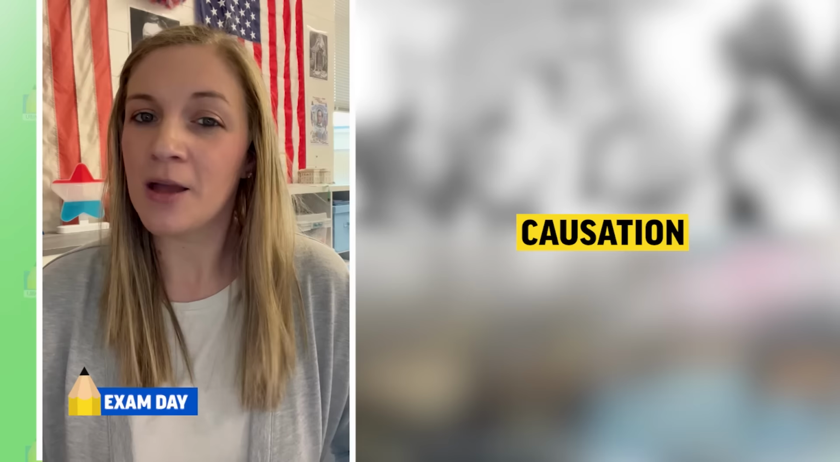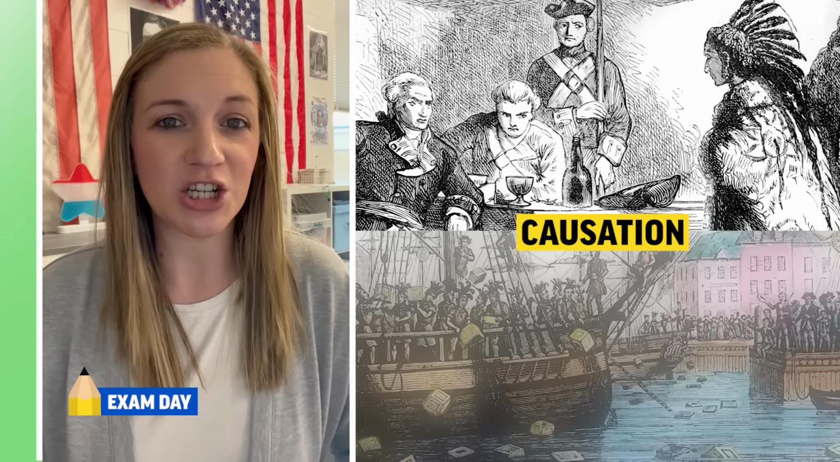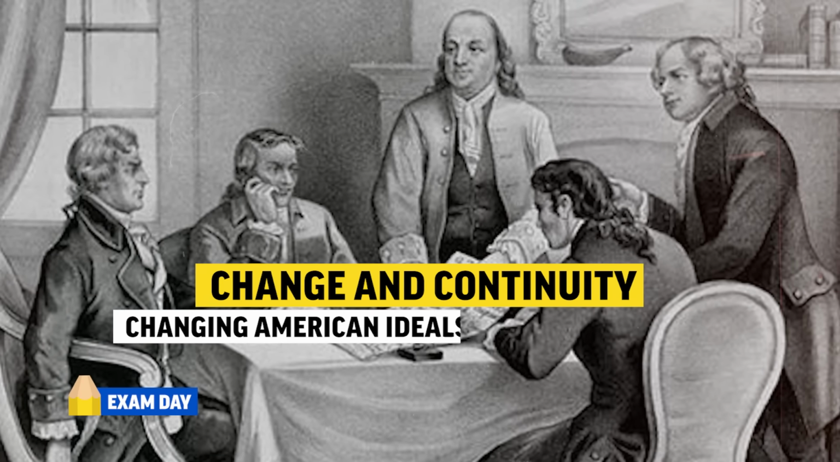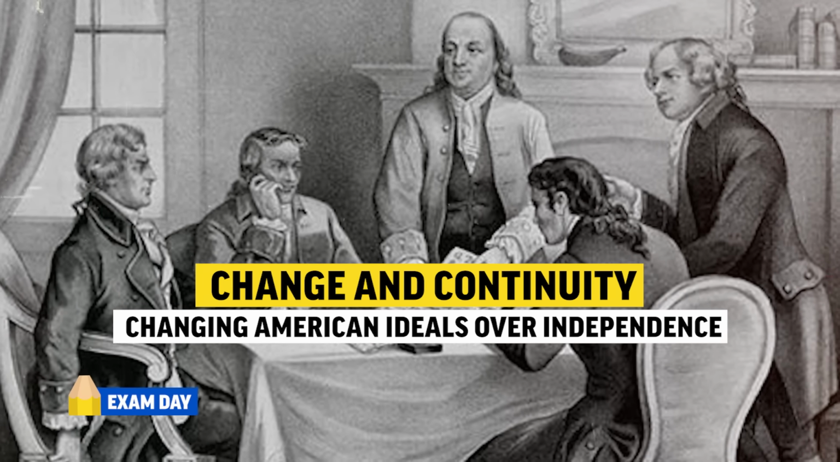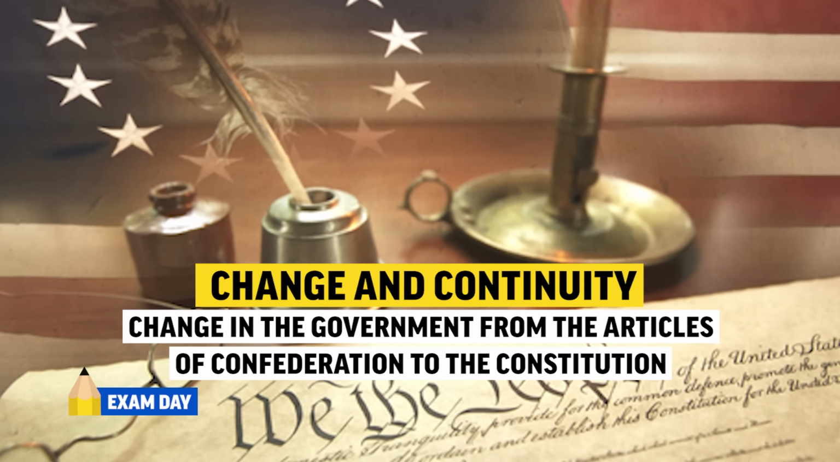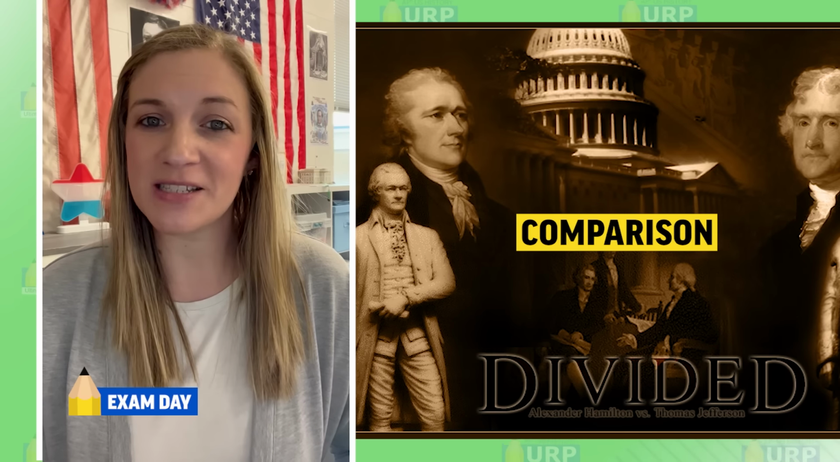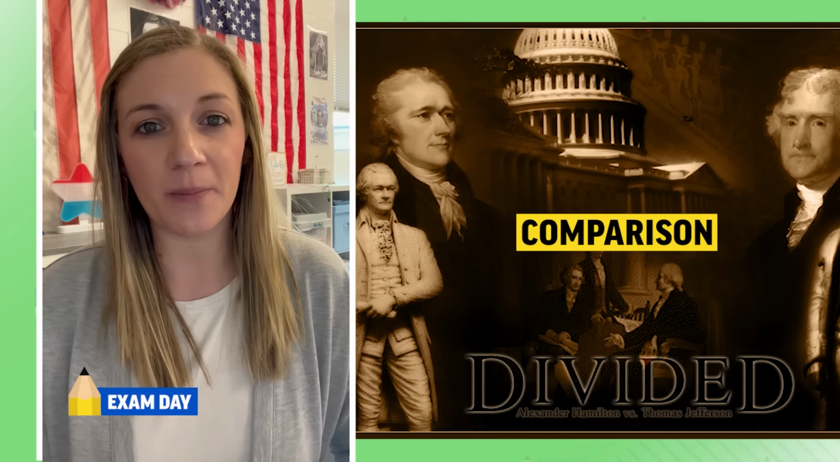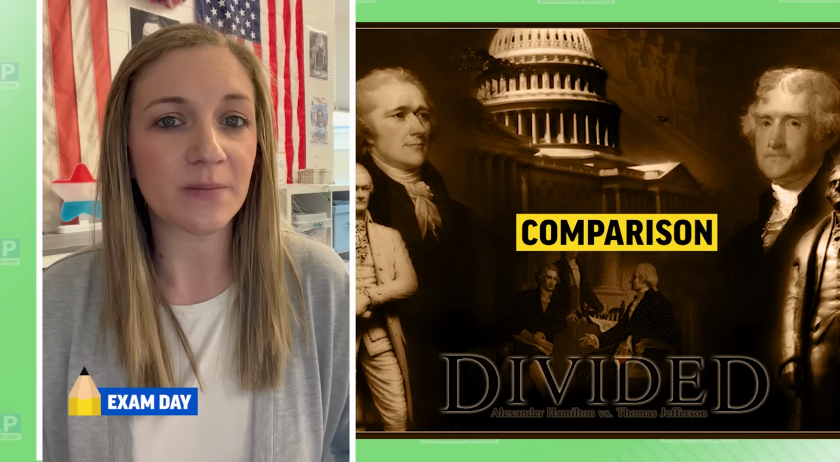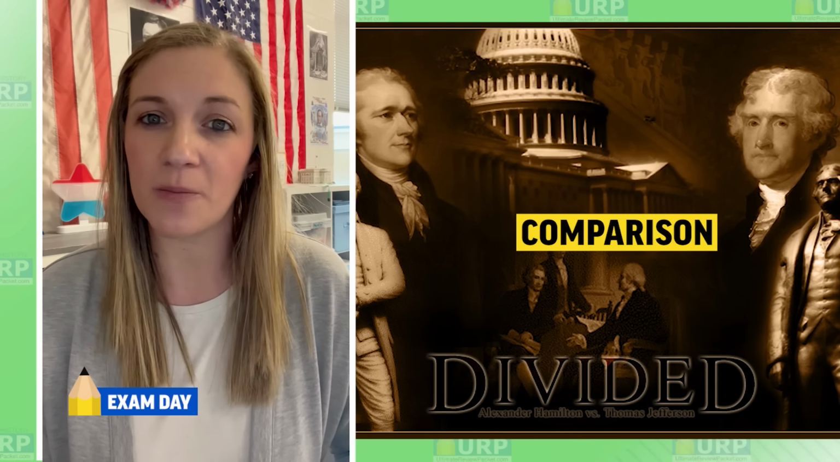Now let's talk about what you might see on exam day. For causation, be ready to talk about the effects of the French and Indian War or the causes of the American Revolution. For changing continuity, you may see a question about changing American ideals over independence, or a change in the government from the Articles of Confederation to the Constitution. And for comparison, while you could see a question asking about the patriots and the loyalists, you're more likely to see a question asking about the difference in beliefs between the Federalist and the Democratic Republican parties.